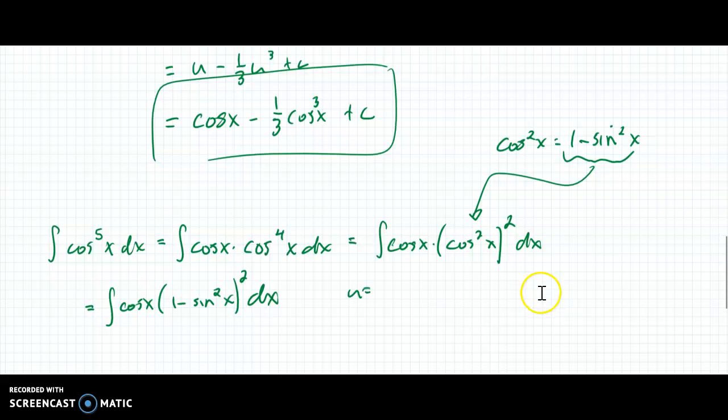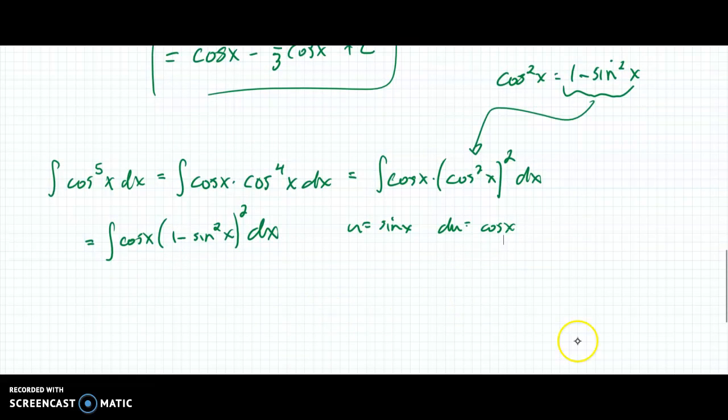Now I'm going to do my u sub. U is, in this case, this is my du. That's what I've been targeting the whole time. So that's my u. So u is sine x. Du is equal to cosine x. So what do I get when I sub this in?